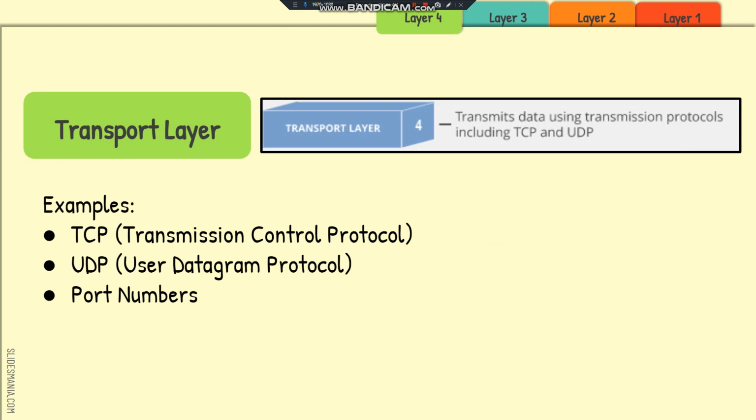It carries out flow control, sending data at a rate that matches the connection speed of the receiving device, and error control, checking if the data was received incorrectly, and if so, requesting it again. Examples are TCP or Transmission Control Protocol, UDP or User Datagram Protocol, and port numbers.